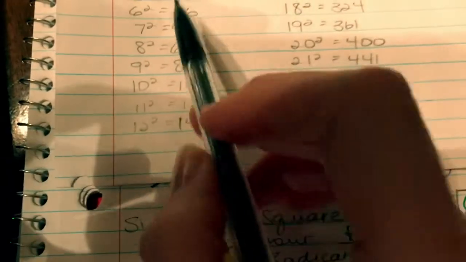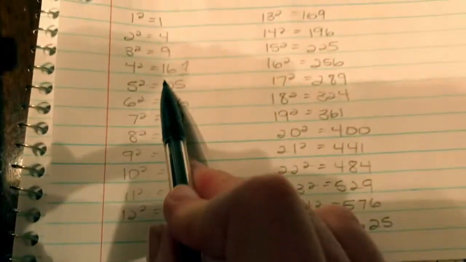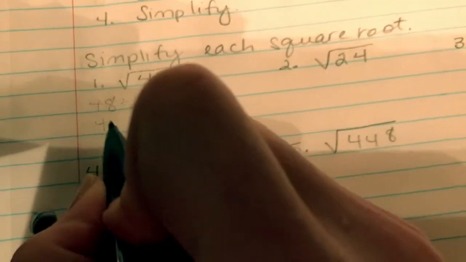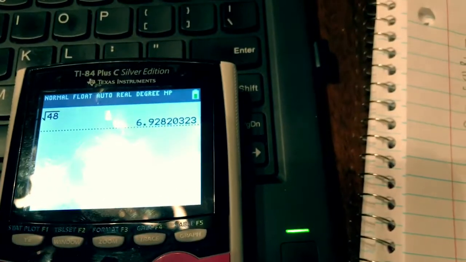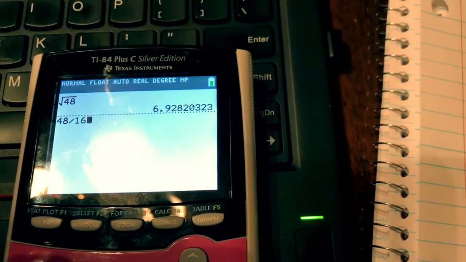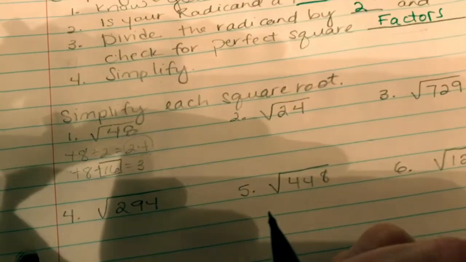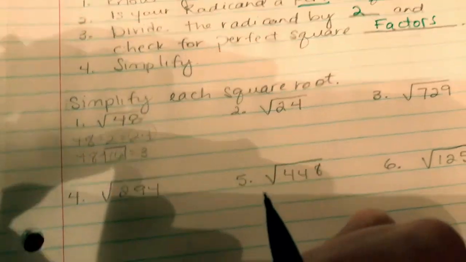So 16 would be the next number we could try. So we tried dividing 48 by 16. 48 divided by 16, well, you can double check your calculator. 48 divided by 16 is 3. So we see a perfect square factor. So the next step is to simplify.